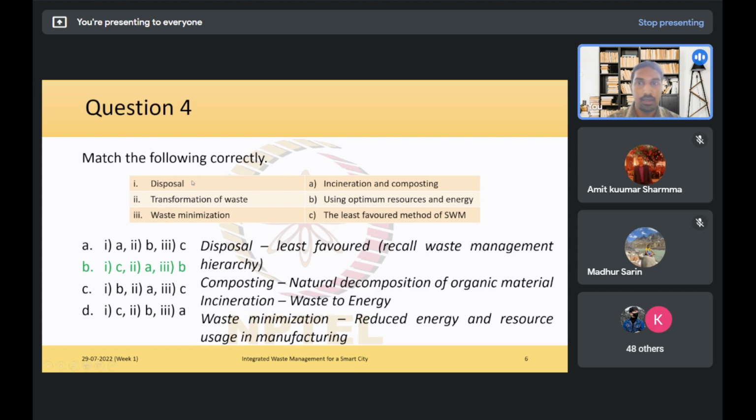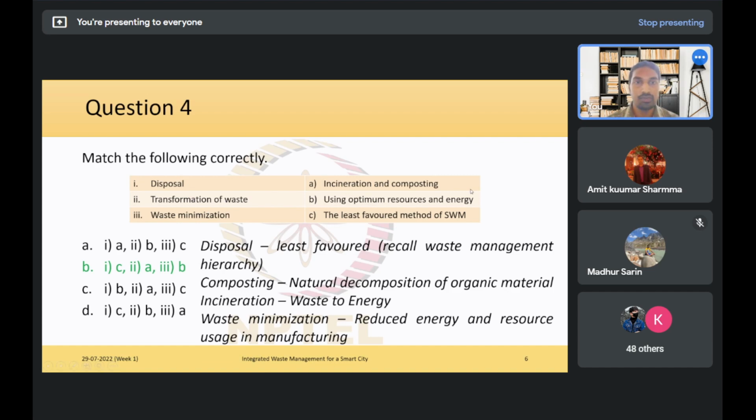So we have disposal, which is the least favored method in terms of SWM. SWM is the abbreviation for solid waste management, and out of the different strategies of dealing with solid waste, the least preferred or least favored method is disposal, and two is the transformation of waste, which can be done in terms of incineration and composting.